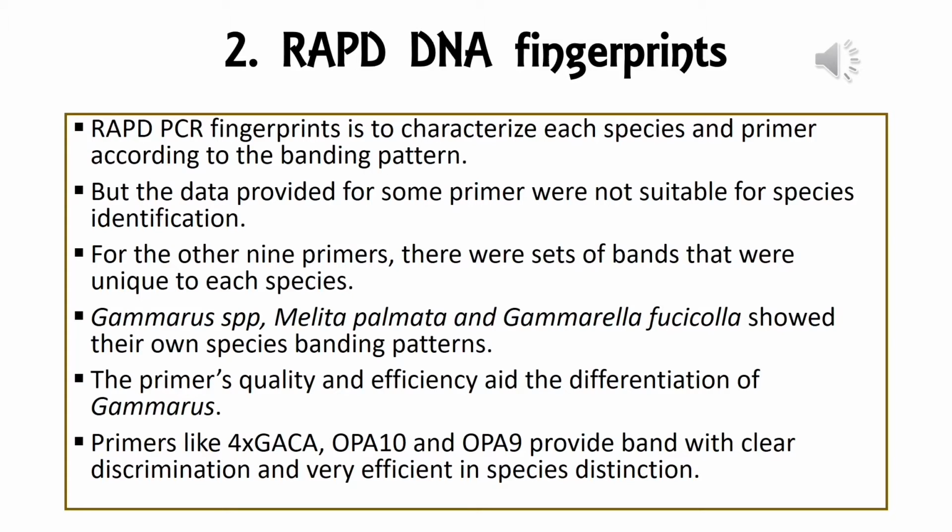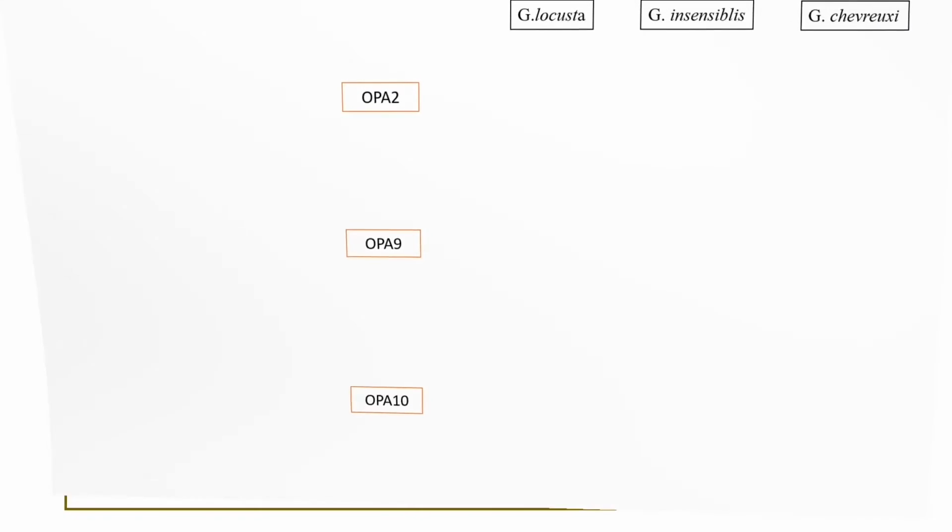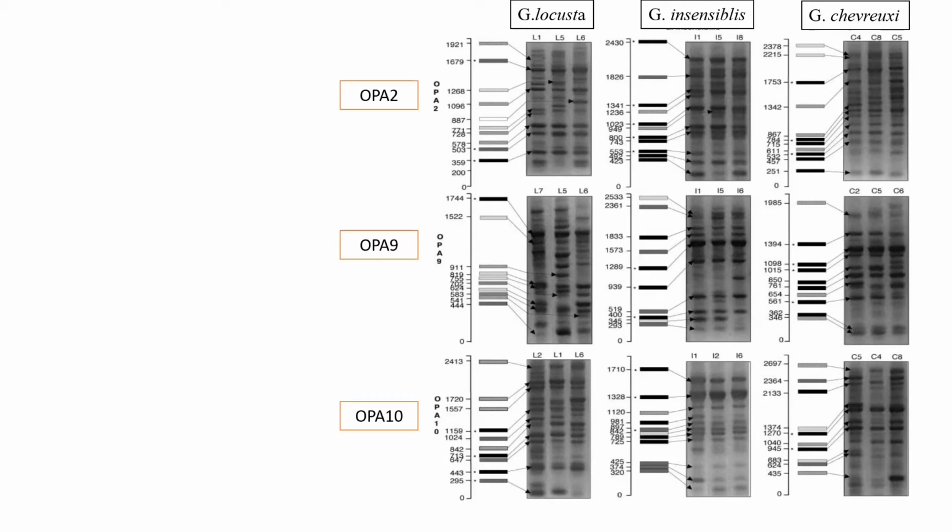Gammarus species, Melita palmata, and Gammarus fasciatus show their own unique banding patterns. The primers' quality and efficiency aid the differentiation of Gammarus. Within Gammarus species, primers like (GACA)4, OPA10 and OPA9 provide clear bands with unique discrimination and efficiency in species differentiation criteria. So here Figure 2 shows the RAPD banding patterns obtained from Gammarus locusta, Gammarus insensibilis and Gammarus chevreuxi with primers OPA2, OPA9 and OPA10.